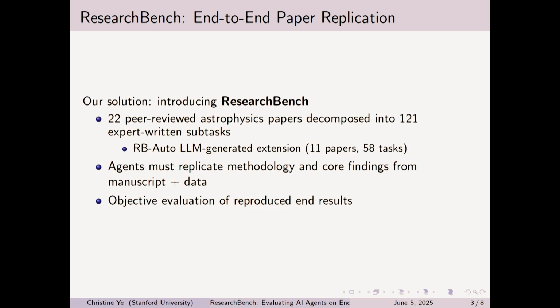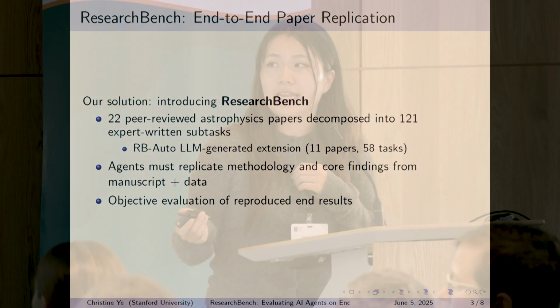And so our solution, and this is a project of this center, is Research Bench, which is a new benchmark. What we've done is we've taken 22 peer-reviewed astrophysics papers and worked with the authors to decompose them into 120 expert-written subtasks. Those subtasks represent the core contributions of the paper, and so in order to pass the benchmark and get scores on the tasks, the agents are required to replicate the methodology and the core findings given just the manuscript, the data, and an execution environment. And then because we've written the tasks in an objective way, we can evaluate the end results automatically.